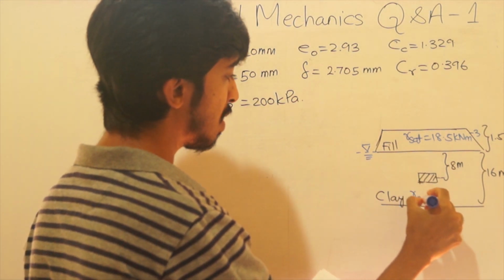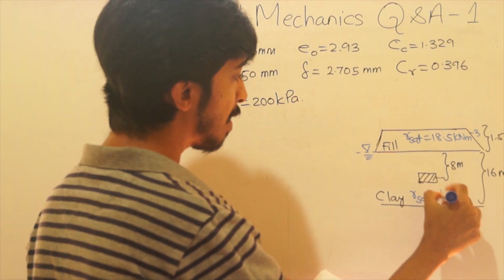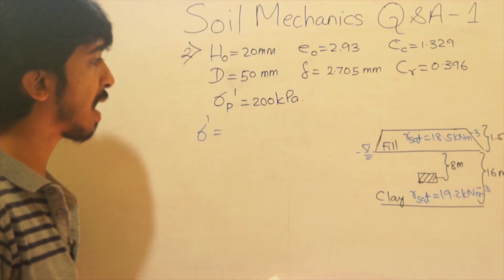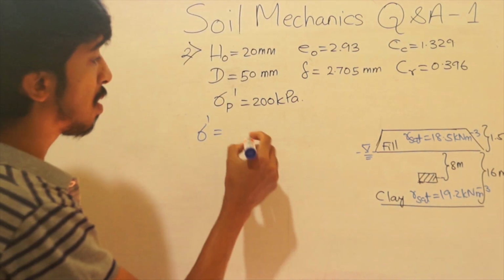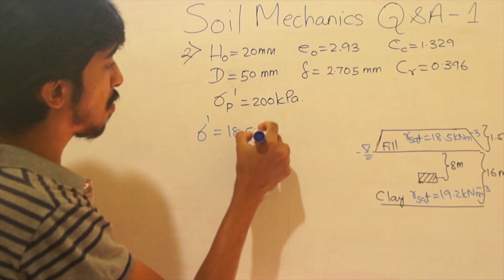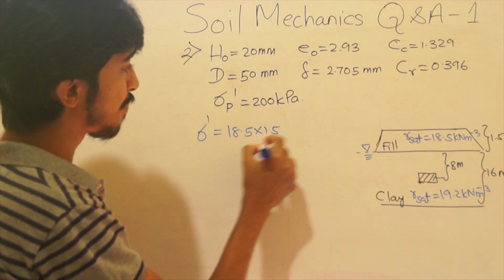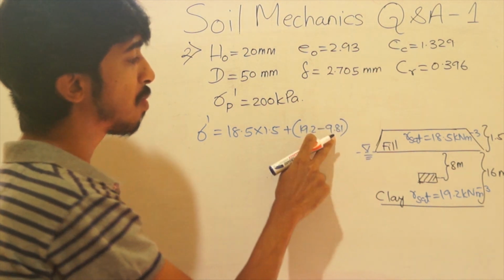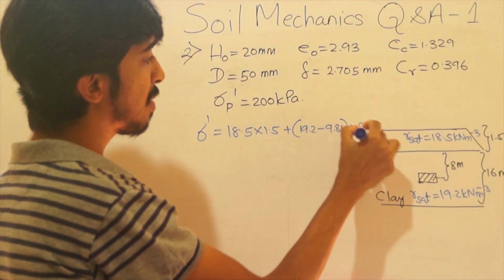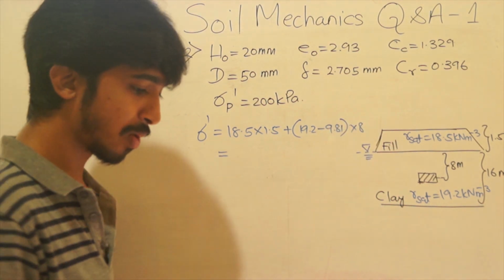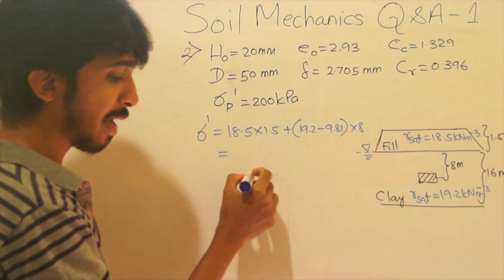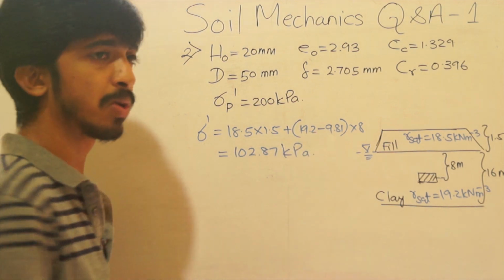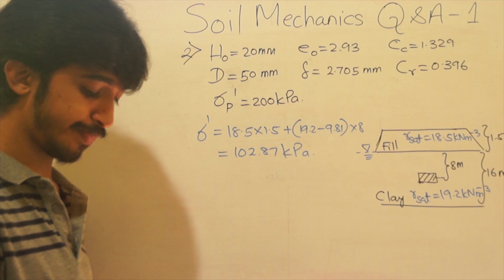Here the gamma saturated is given as 19.2 kilonewton per meter cubed. So we can easily calculate the effective stress now. It would be 18.5 times 1.5 plus (19.2 minus 9.81), this is due to the water, times the depth 8. So this would give us a result of 102.87 kilopascal.